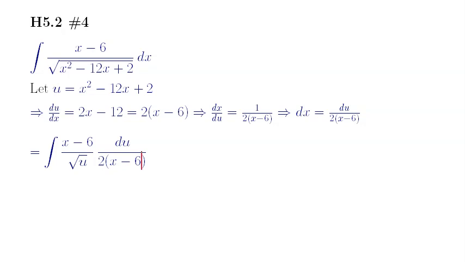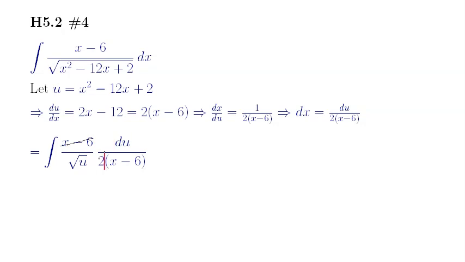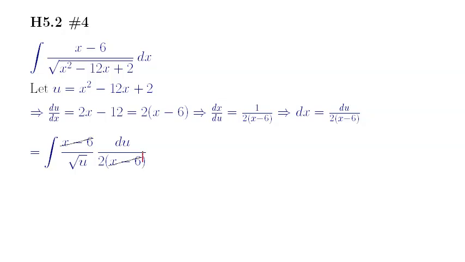You can see that there's an x minus 6 right here, and also an x minus 6 up here. So let's cancel those: we cancel x minus 6 on top and x minus 6 on the bottom. Let's do a little bit of cleanup there. First, I have this 2 on the bottom, so I can just pull out 1/2.